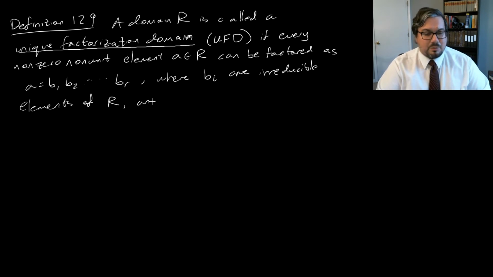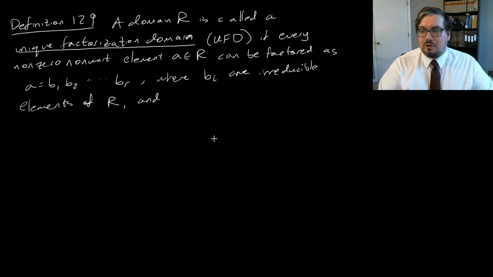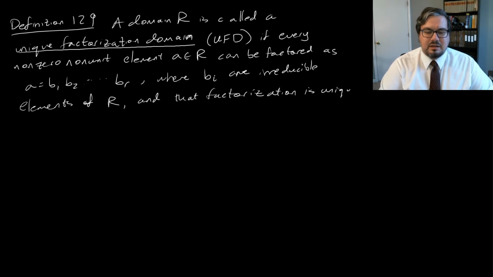Furthermore, we need something more than this. This would be a factorization domain if we wanted to say that, just saying that every element can be written as a product of irreducibles, like we showed all Noetherian domains are. But we want this to be a unique factorization domain. So furthermore, we want that factorization to be unique up to reordering and associates.